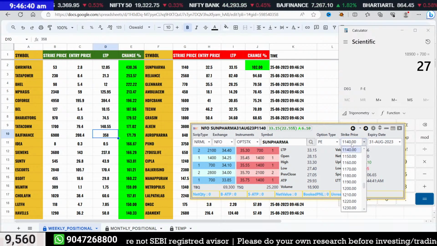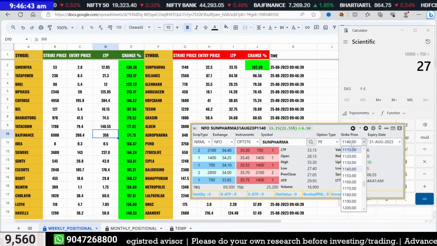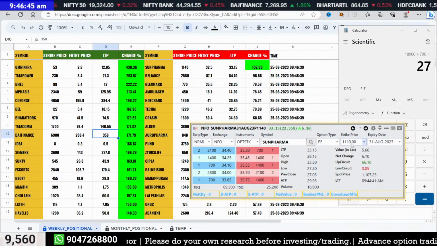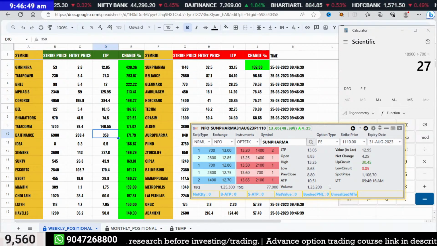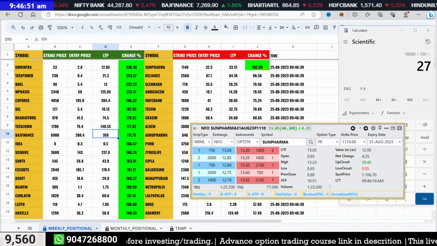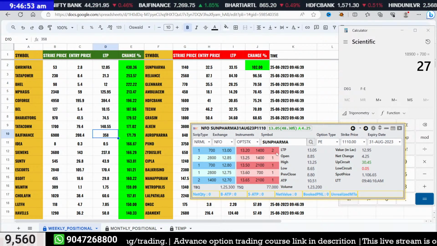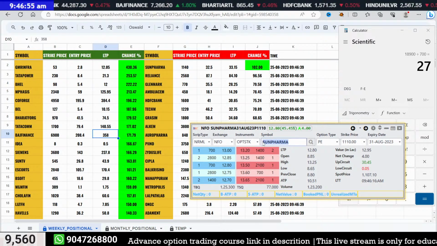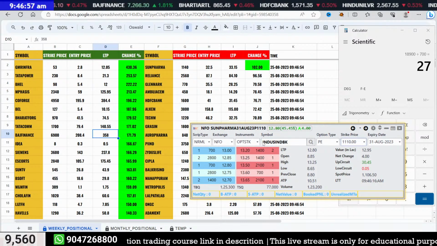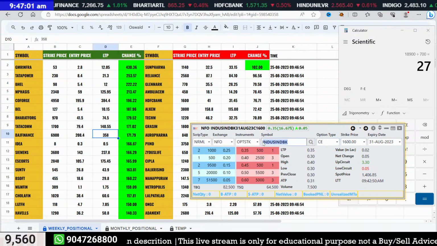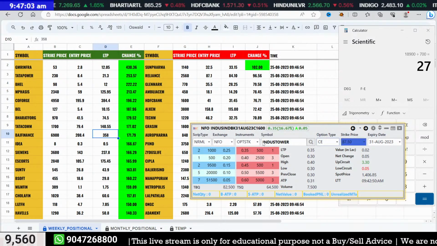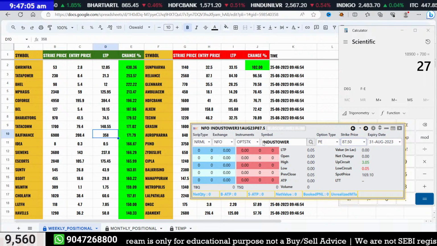Okay, but if you are going to look at 1110 or 20, that may have good volume. You can see 1,23,000 because it is an ATM option. We are not playing for ATM options, it is always paying for time value. At the same time, you are going for an Indus Tower 160 call option; before taking a trade, we are doing some analysis. So that's it.